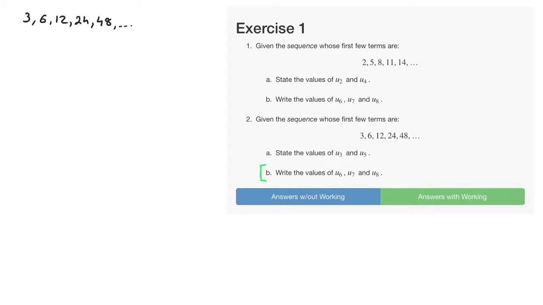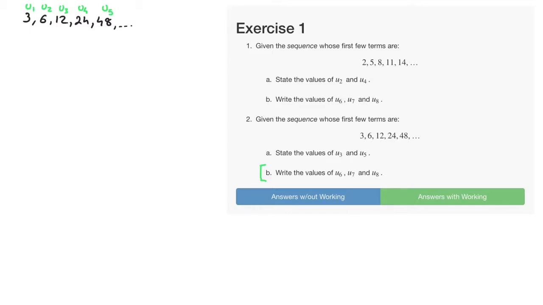Now to begin with, when we're being asked for U6, U7, and U8, all we're being asked for here is to find the 6th, 7th, and 8th terms of this sequence. Looking at the numbers we have here, we can see that we're already given the first term, U1, the second term, U2, the third term, U3, the fourth term, U4, and the fifth term, U5. So we're being asked to find the next 3 terms of this sequence.